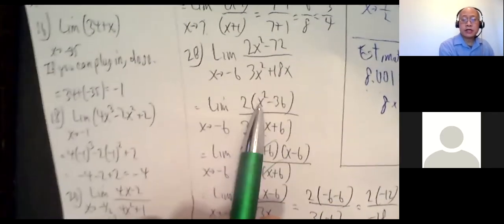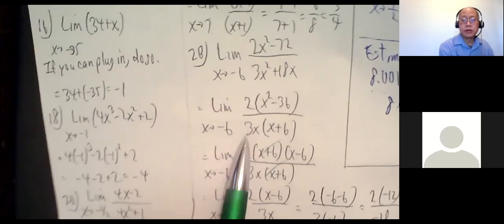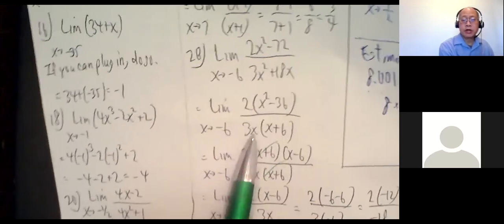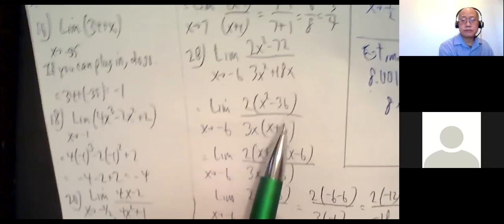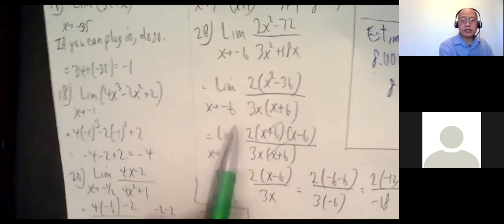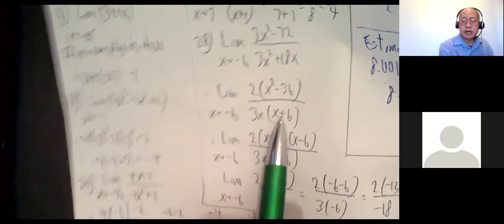2 times that, 2x squared minus 72. 3x times x is 3x squared. 3x times 6 is 18x. It works. And by the way, you can tell right now, you cannot plug in -6, right? Because if you plug in -6, that's 0.